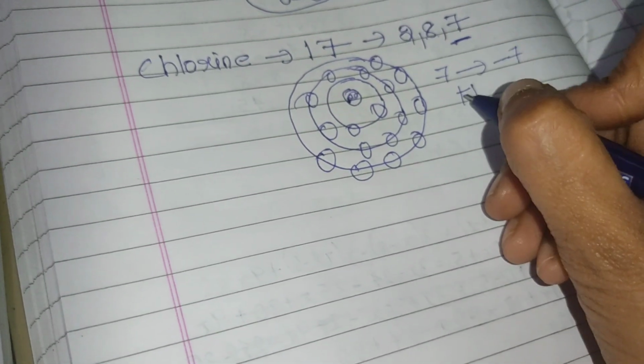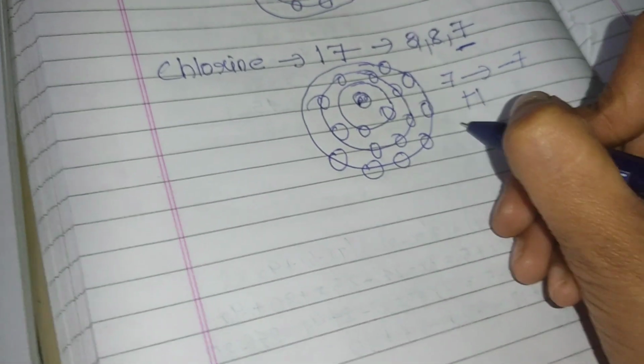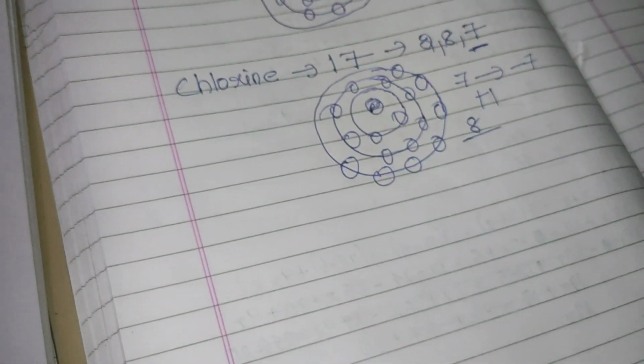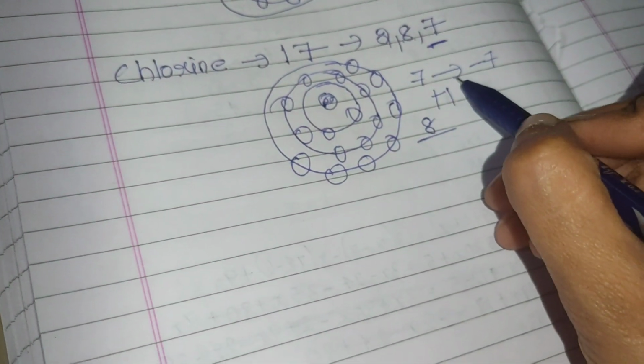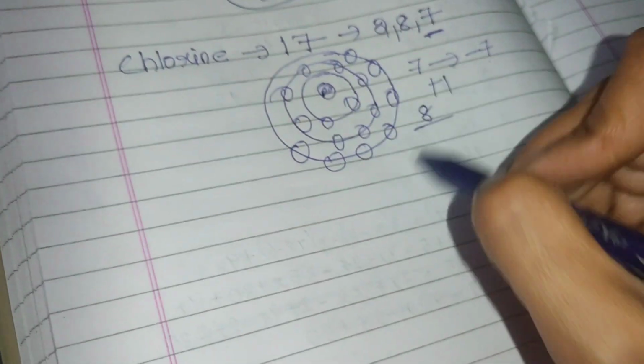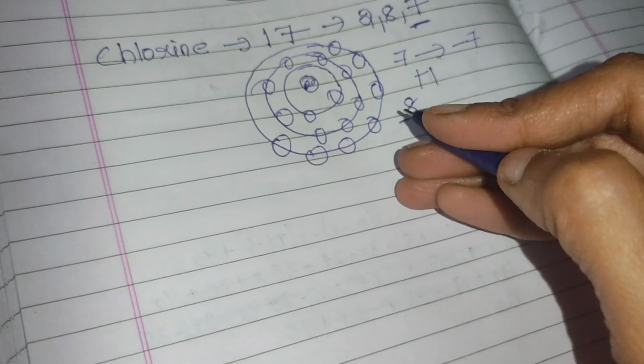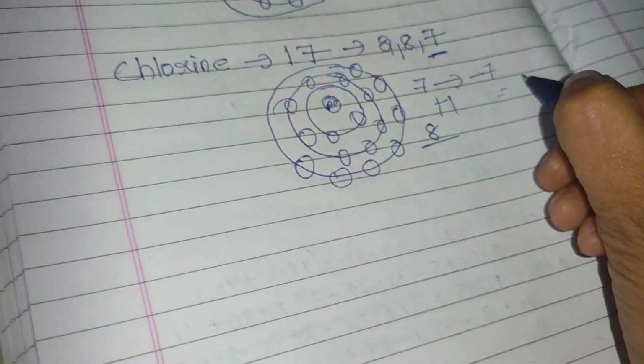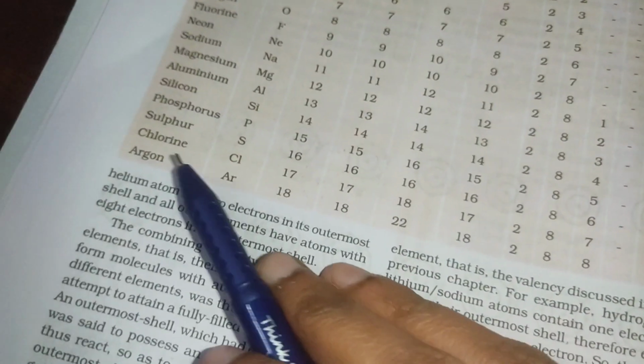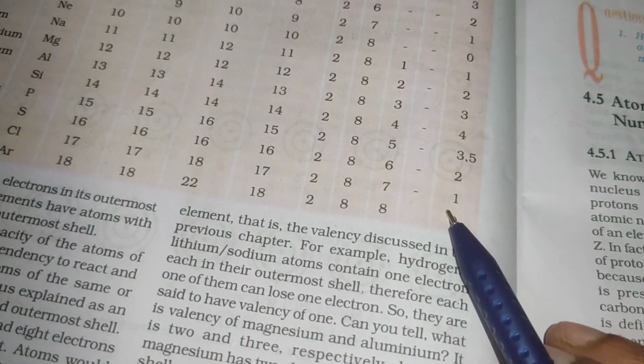Because the outermost shell should have 8 electrons to become a stable structure. Removing 7 electrons is difficult. It consumes much more energy than adding 1 electron. So its valency is 1. So chlorine, its valency is 1.